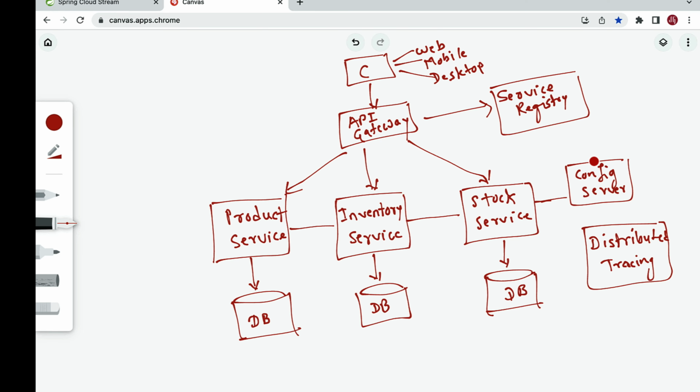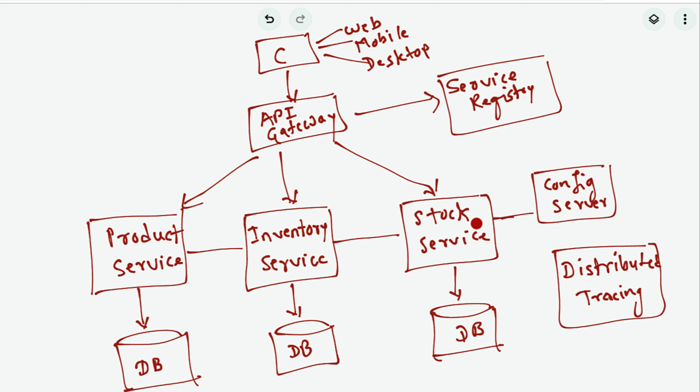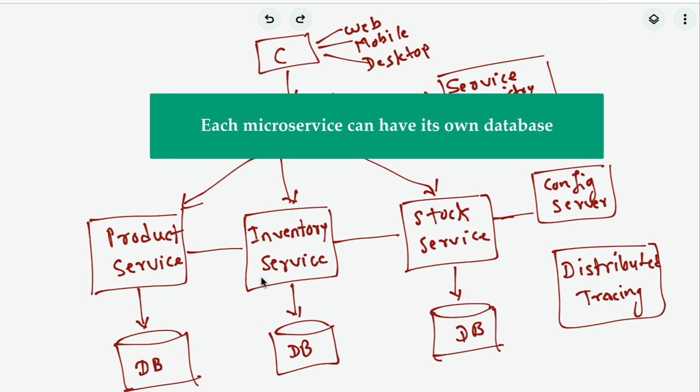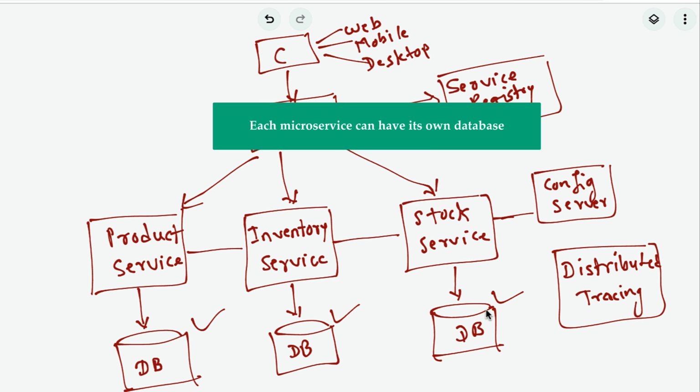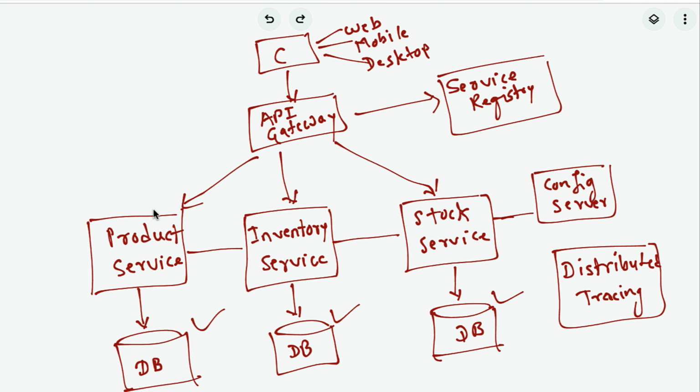Here is what a typical microservice architecture looks like. For example, consider this microservice architecture for a simple shopping cart application. It has different services like product service, inventory service, and stock service, and these are independent and loosely coupled services. In a microservices project, each microservice has its own database. For example, product service has its own database, inventory service has its own database, and stock service has its own database. And in a microservices project, all the microservices are loosely coupled.